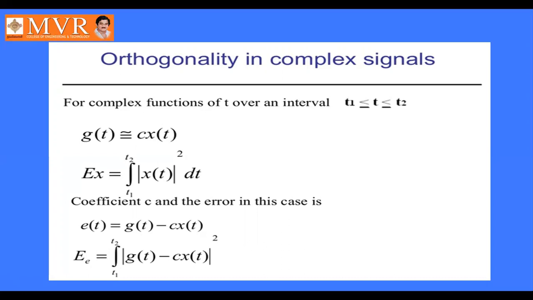Consider a complex function g(t) over an interval t1 ≤ t ≤ t2. g(t) can be approximated as c·x(t), where Ex equals the integral from t1 to t2 of |x(t)|² dt. Here c is the coefficient, and the error in this case is e(t) = g(t) − c·x(t), or E equals the integral from t1 to t2 of |g(t) − c·x(t)|².